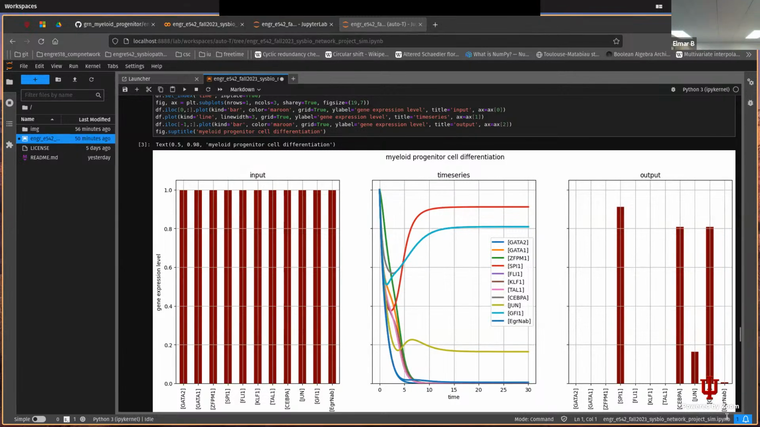Oh, my battery. Okay, I hope the battery charges. Yeah, yeah.